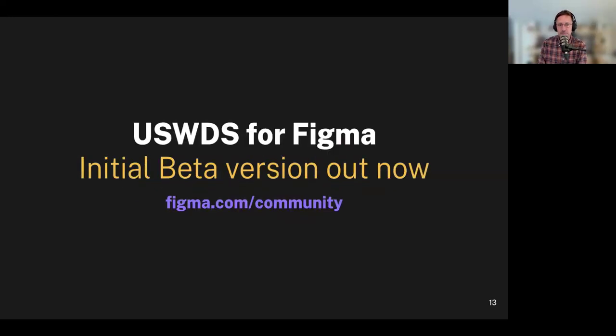Slide 13. Next, one that's been a long time coming and a few months since we first previewed it here. One of our most requested items, a USWDS design kit for Figma. Our initial beta version of this new design kit is out now, and you can find it at figma.com/community and search for USWDS, or you can follow the link in the chat.